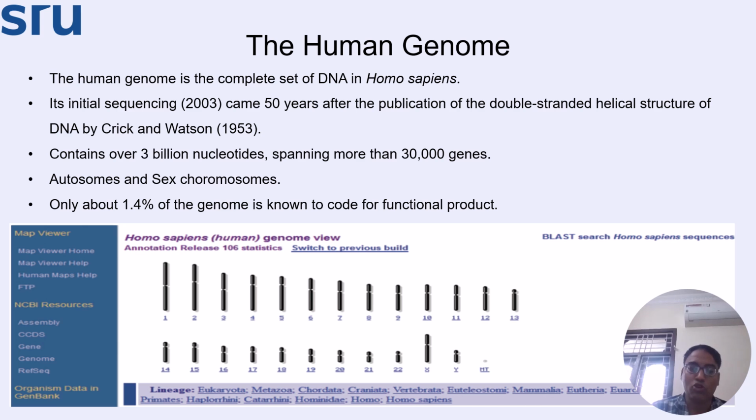And these chromosomes have 23 pairs. One is the sex chromosome, XX in females and XY in males, and 22 pairs are normal pairs. These are termed autosomes.